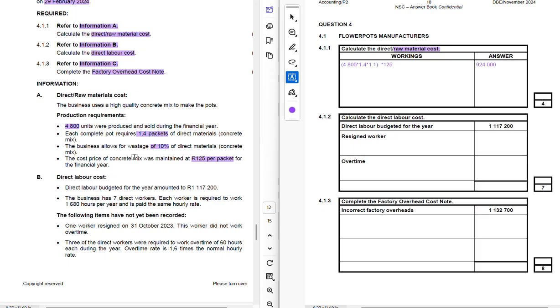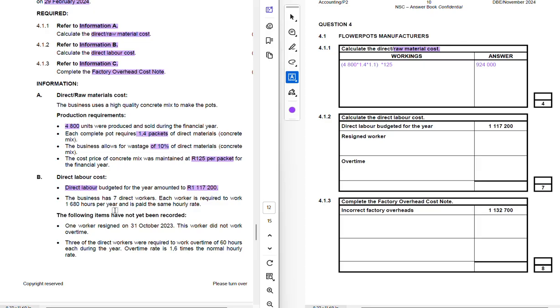On the next part, we're required to calculate the direct labor cost. How much does the hour that we've used cost us in order to make a production? So that's what we need to then calculate. Now, when you're looking at the direct labor cost, you are told that direct labor budgeted for the year amounted to 1,117,200.